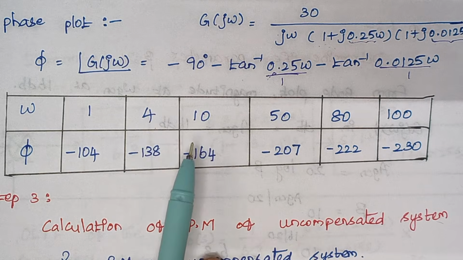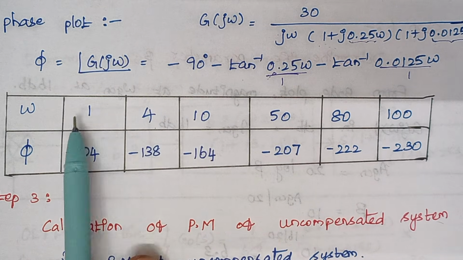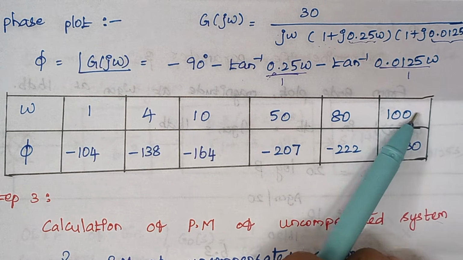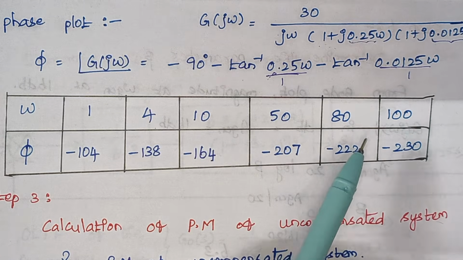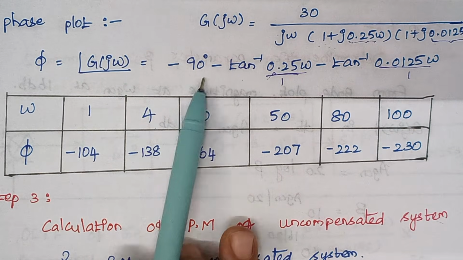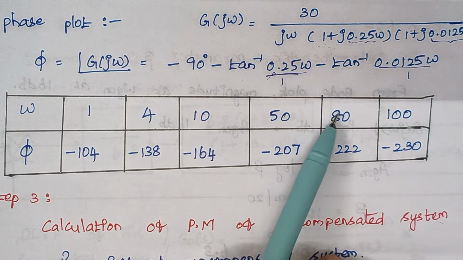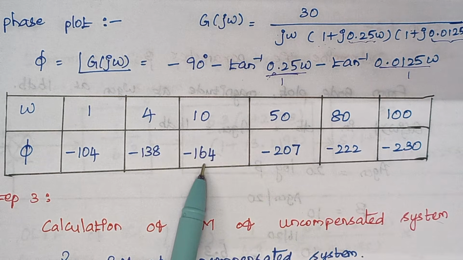Even you can take in-between values also. So here you see 4 and 10 are included. If you have a minimum of some 7 to 8 values of omega, then the phase plot will be much easier to draw. That is the reason. So here substitute omega equal to 1 in this expression, write down its value. Likewise you have to do the remaining values of omega and find out the phase values.